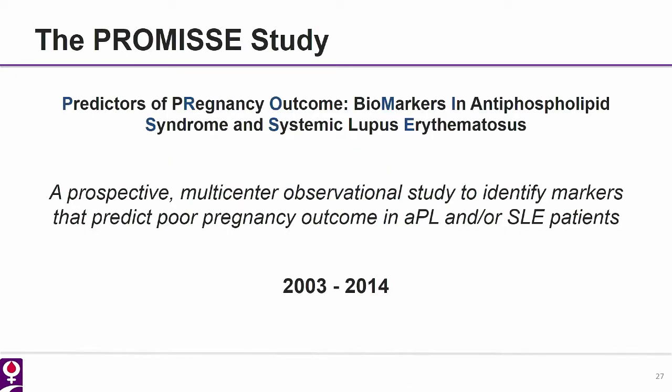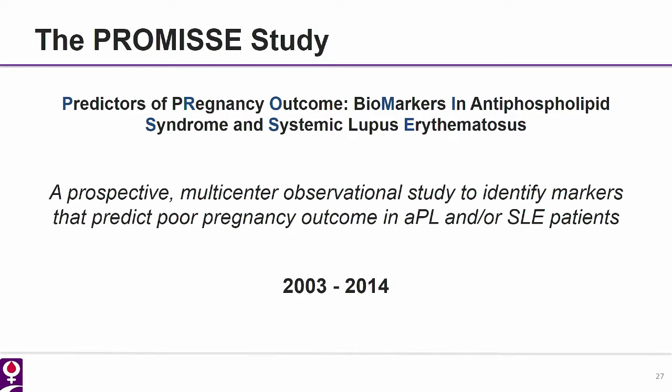So we went to look at whether this could be confirmed in human work by way of our PROMISSE study. This was a prospective, multi-center observational study that a group of us did, and we wanted to try to identify markers that would predict poor pregnancy outcome in people that had lupus or antiphospholipid syndrome. And this was a community pretty rich with rheumatologists and a couple of token maternal-fetal medicine people.